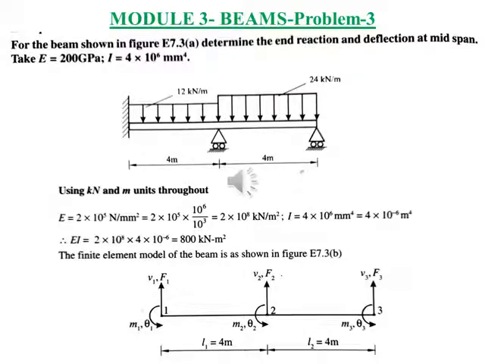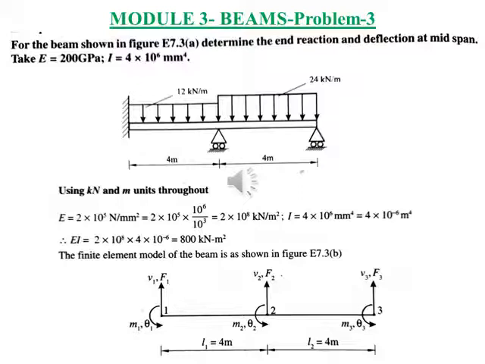Okay, this is problem number 3. So for a beam element shown in the figure, determine the end reaction and deflection at mid span. Consider E is equal to 200 gigapascals and I is equal to 4 into 10 power 6 millimeter to the power 4. So we will write down the data that has been given.